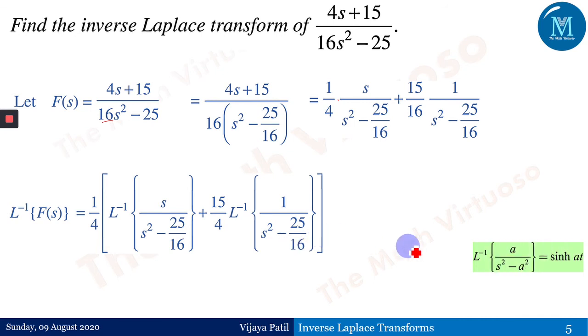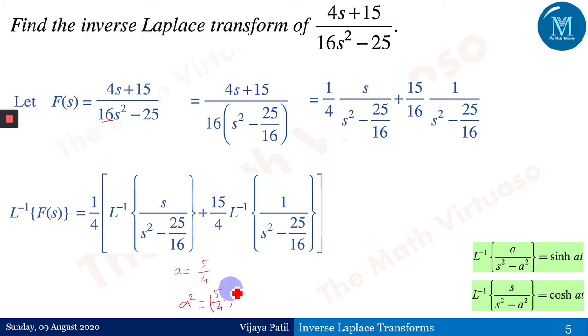Now Laplace inverse of a upon s square minus a square is sine hyperbolic at, and Laplace inverse of s upon s square minus a square is cos hyperbolic at. So now we have to identify what would be a in both the cases. Though there is no s here, if you observe, this is my a square in both the terms. So what would be my a? a is equal to 5 by 4, and therefore my a square is nothing but 5 by 4 the whole square, which is equal to 25 by 16. So I need to identify my a.